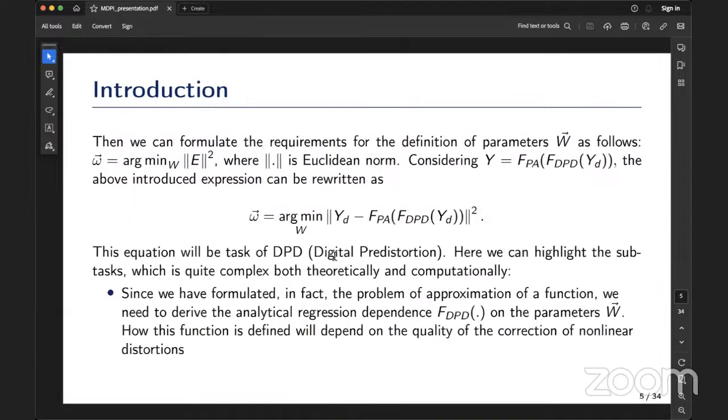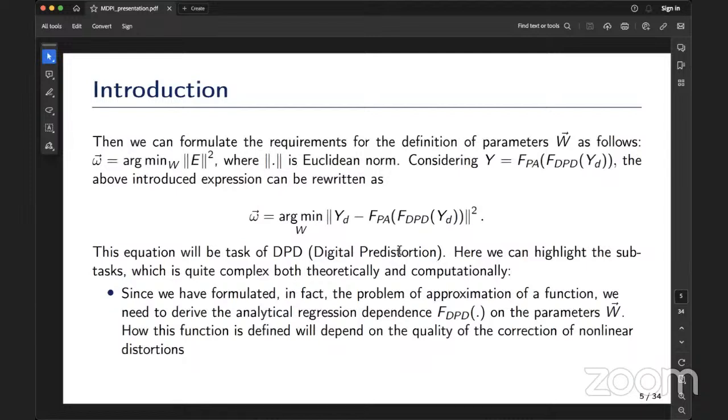Then we can formulate the requirements for the definition of the parameter as follows. Basically, it's the arg min where we minimize this Euclidean norm, as the corresponding Y is defined by this operator, and both expressions can be written in this form. This is how telecom engineers formulate the task of DPD. Here we can highlight subtasks which are quite complex and have been attacked in many, many papers, both theoretically and computationally.